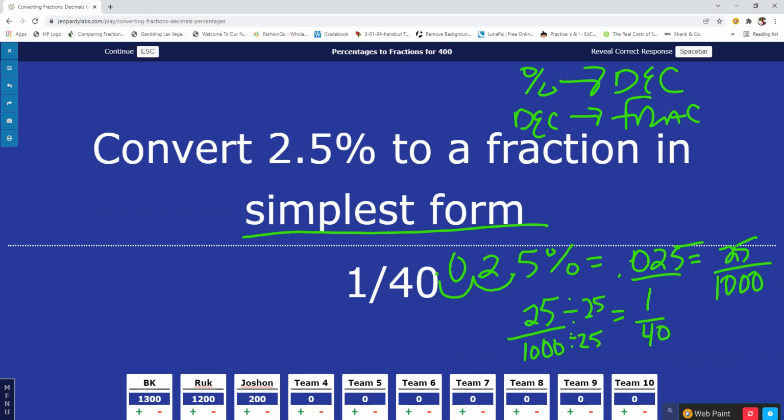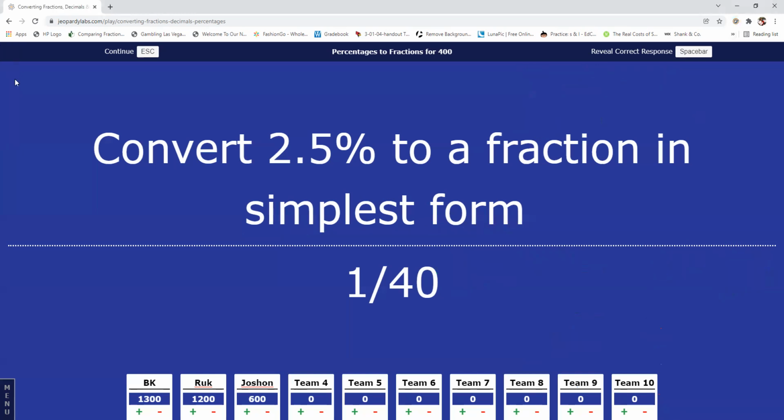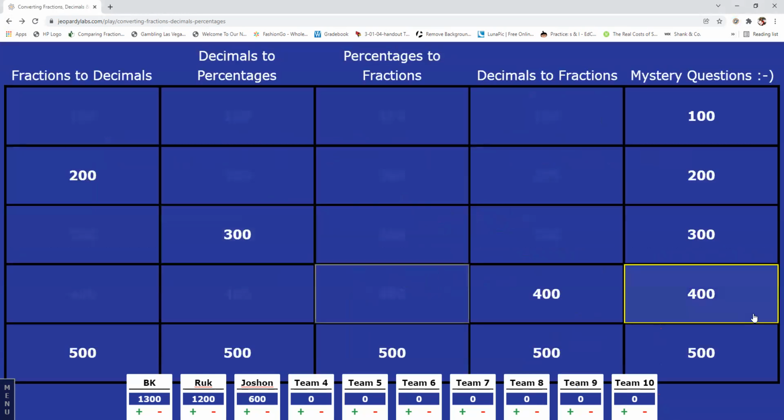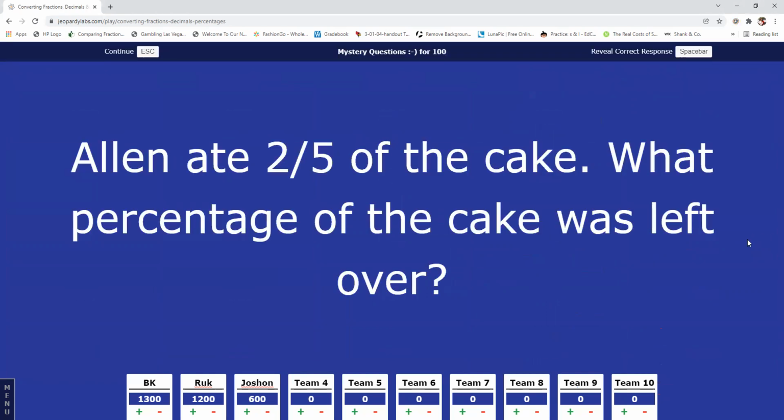And who got that one correct first? Joe Sean. Good job. All right, almost done. Let's throw a mystery question in there. Let's see how you guys do. This is actually going to be a word problem. Alan ate 2/5 of the cake. What percentage of the cake was left over? So perfect example how you guys can see this in word problem form. Let's see.